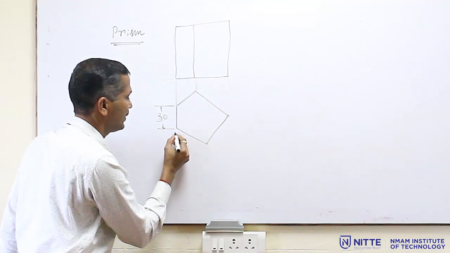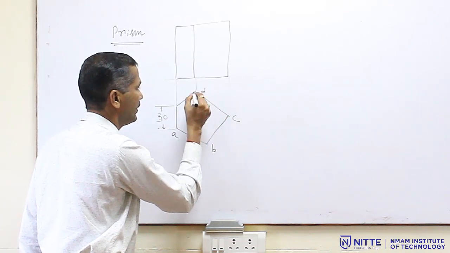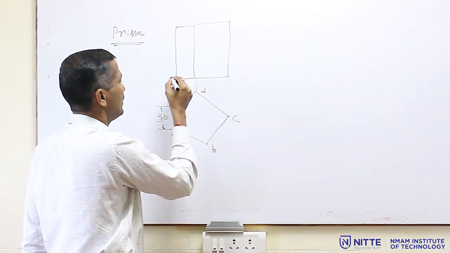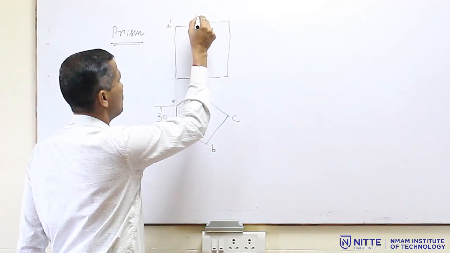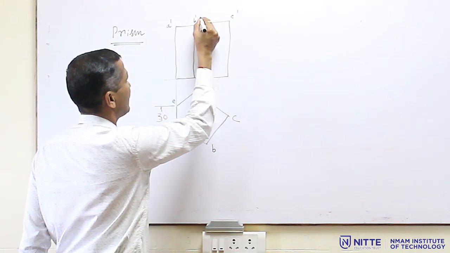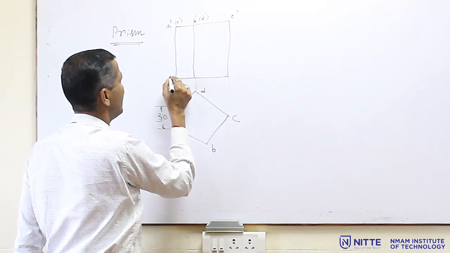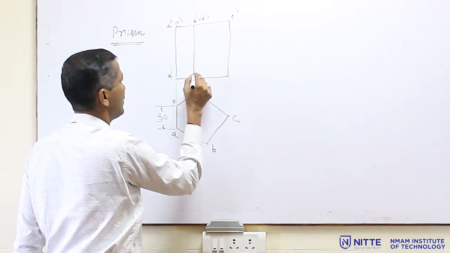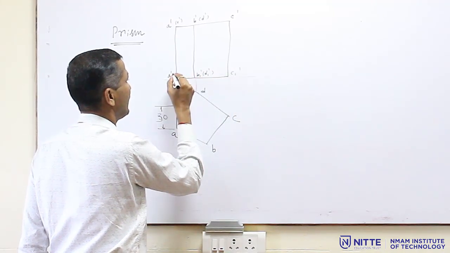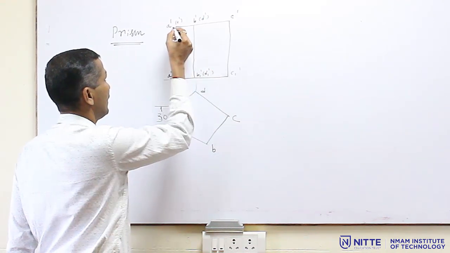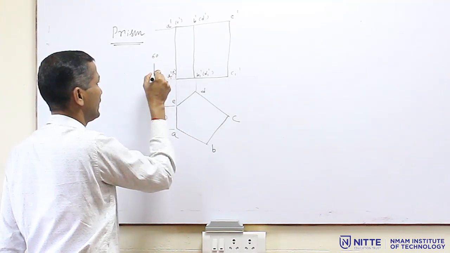And give the naming of this. This is A, B, C, D and E. Similarly, this is A dash, B dash, C dash, D dash and E dash, and the base, this is A1 dash, B1 dash, C1 dash, D1 dash and E1 dash. Height of this is 60 mm. You mark that dimension also here.